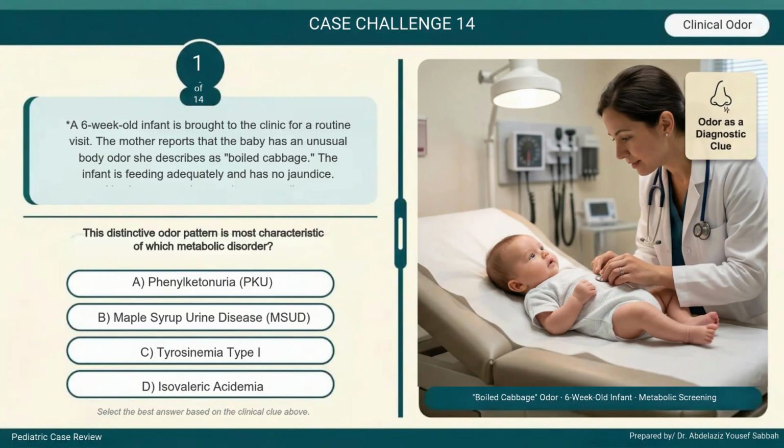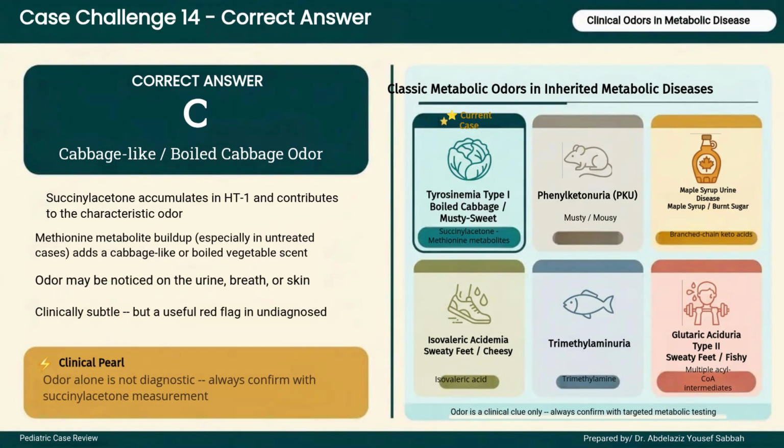Case Challenge 14. A 6-week-old infant is brought to the clinic for a routine visit. The mother reports that the baby has an unusual body odor she describes as boiled cabbage. The infant is feeding adequately and has no jaundice. Newborn screening results are pending. This distinctive odor pattern is most characteristic of which metabolic disorder? Option A, phenylketonuria. Option B, maple syrup urine disease. Option C, Tyrosinemia Type 1. Option D, isovaleric acidemia. The correct answer is Option C, Tyrosinemia Type 1.